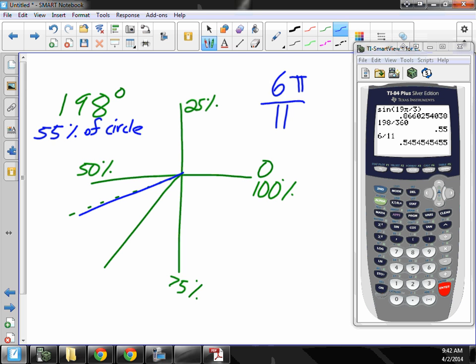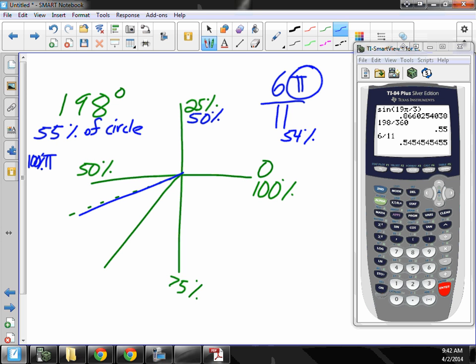But when I'm talking in radians and I have 54% of what? What did you say? Half a circle. How come? Well, it's 55% of pi, or 54% of pi, and pi is half of the circle. So 6/11 would be 54% of pi. So this is 100% of pi, and this would be 50% of pi.